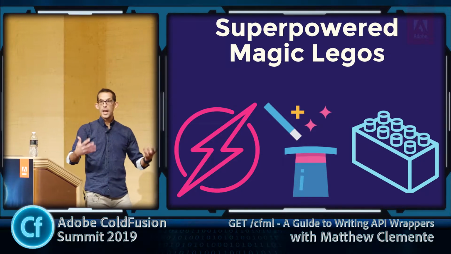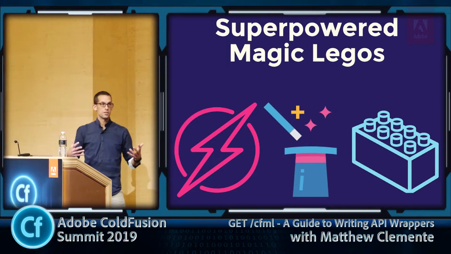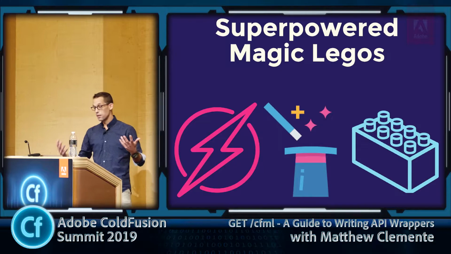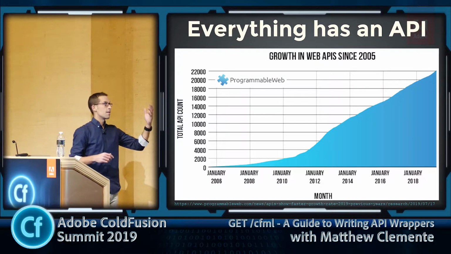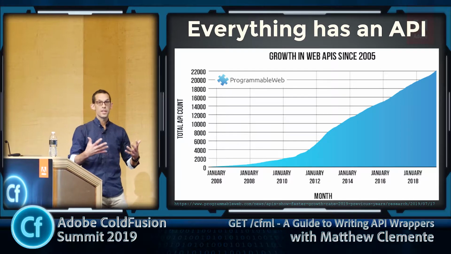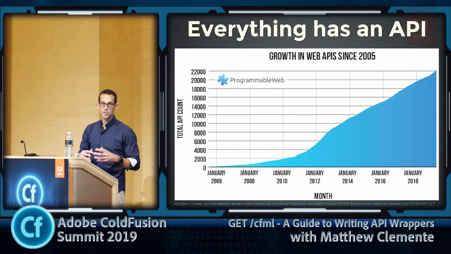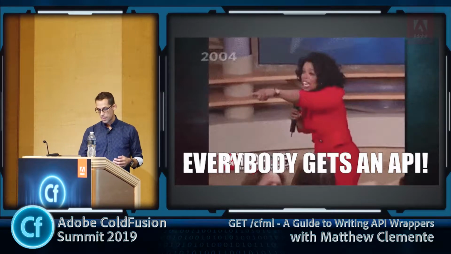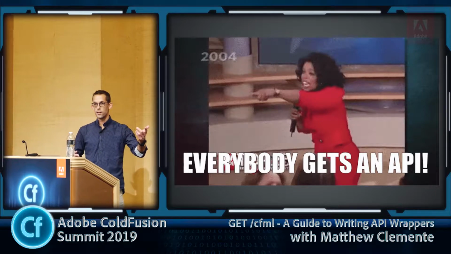It might be something like payment processing. But the abilities that they give us, it never ceases to amaze me. So I love working with APIs. And it's a good thing because at this point it seems like everything has an API. Over the last 15 years, the growth of APIs has just gone through the roof. I think we all remember the Oprah episode where she gave everyone an API.